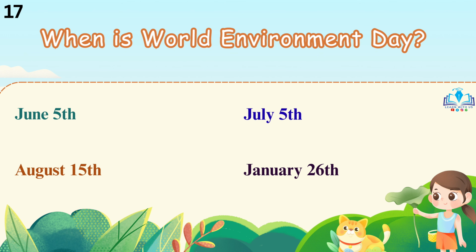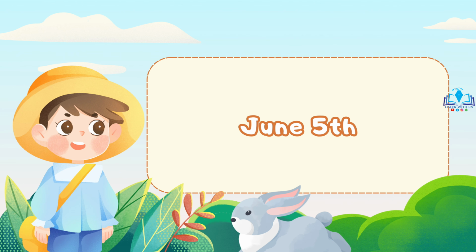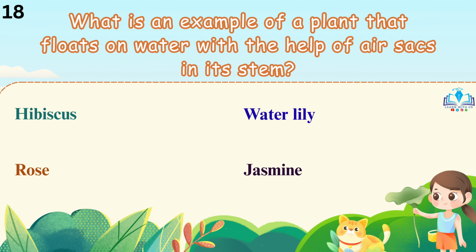Question 17. When is World Environment Day? A. June 5. B. July 5. C. August 15th. D. January 26th. Answer A. June 5.